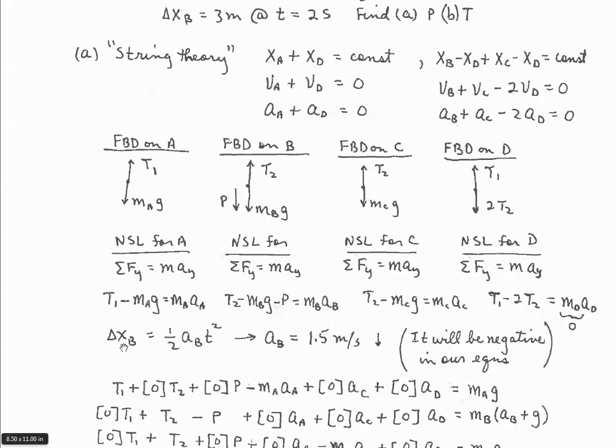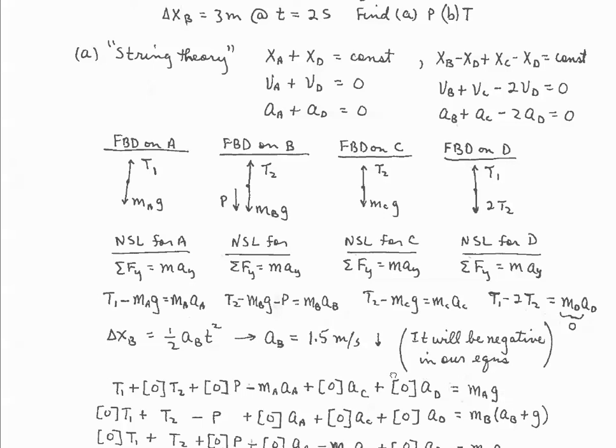Notice that delta X sub B would be equal to the initial velocity of B, which is 0, plus 1/2 A sub B times time squared. Since you're given the information on position and time, you can calculate that A sub B is 1.5 meters per second squared, which is downward, but it will be negative in our equation.